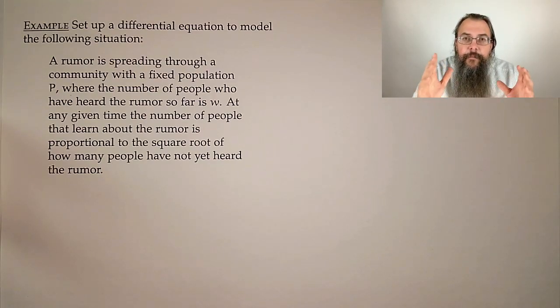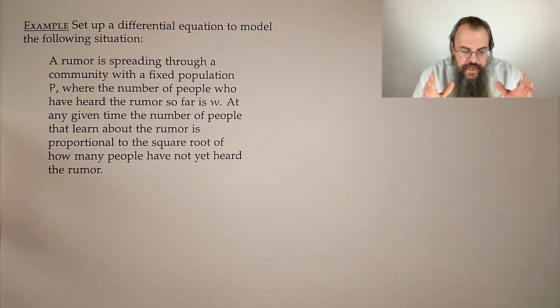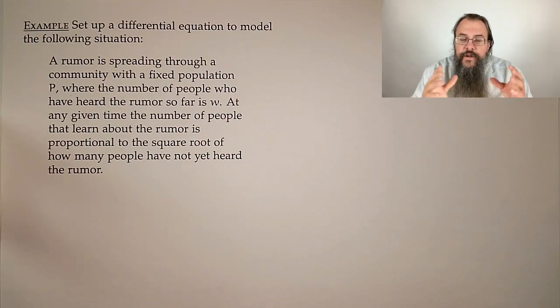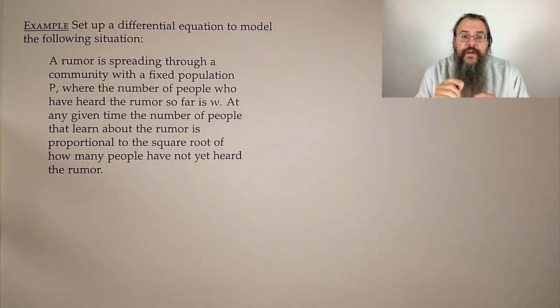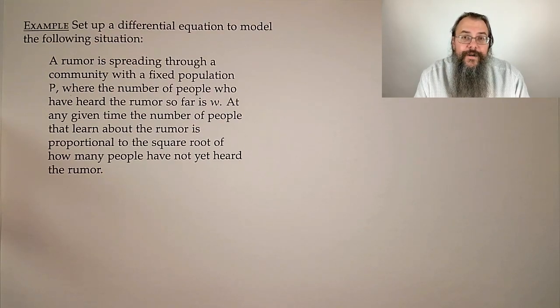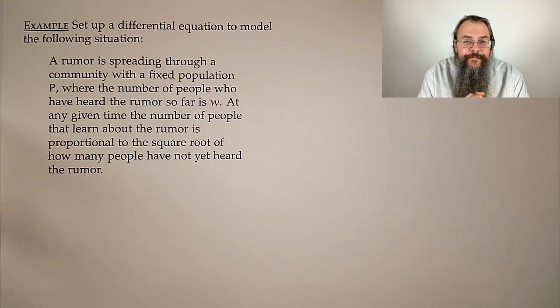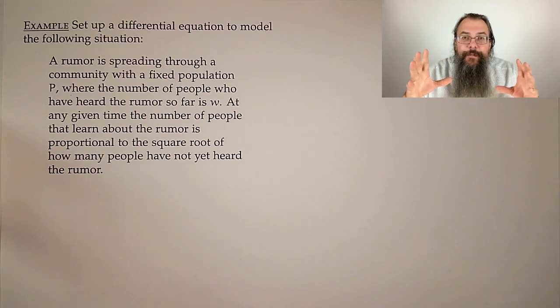And here we go. A rumor is spreading through a community with a fixed population, P, where the number of people who have heard the rumor so far is W. All right, great. Now, at any given time, the number of people that learn about the rumor is proportional to the square root of how many people have not yet heard about the rumor. All right, good. Okay, so we have this statement.